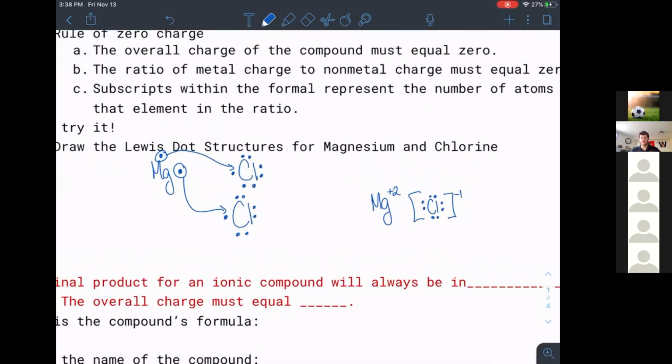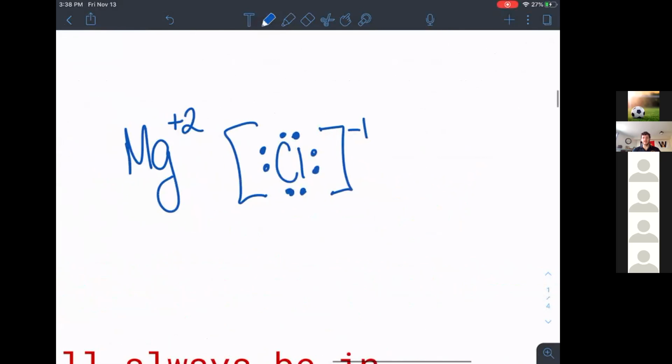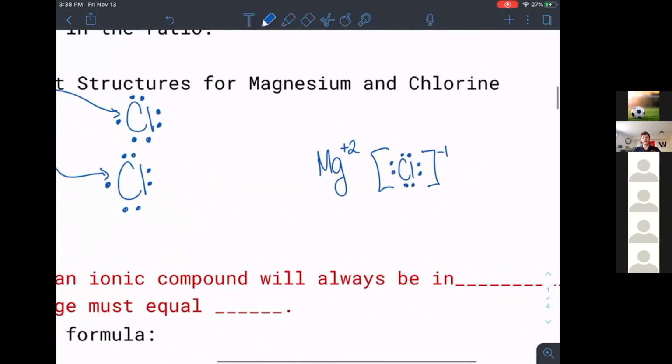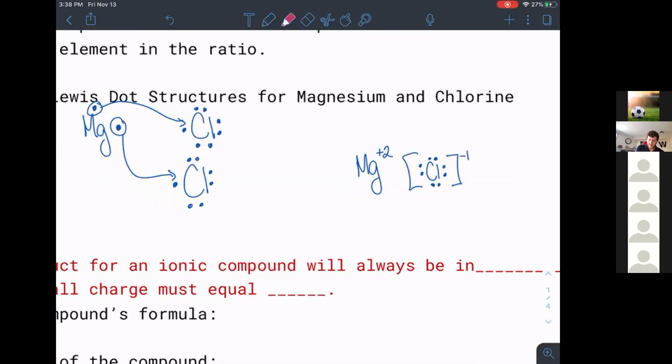Now, if we are looking at this, what did we say we had to happen for our charges? Our overall charge of this atom must equal 0. Right now, as is, does my charge equal 0? No. What am I missing that would give me that boost so my charge would add up to 0? The other chlorine. Perfect.